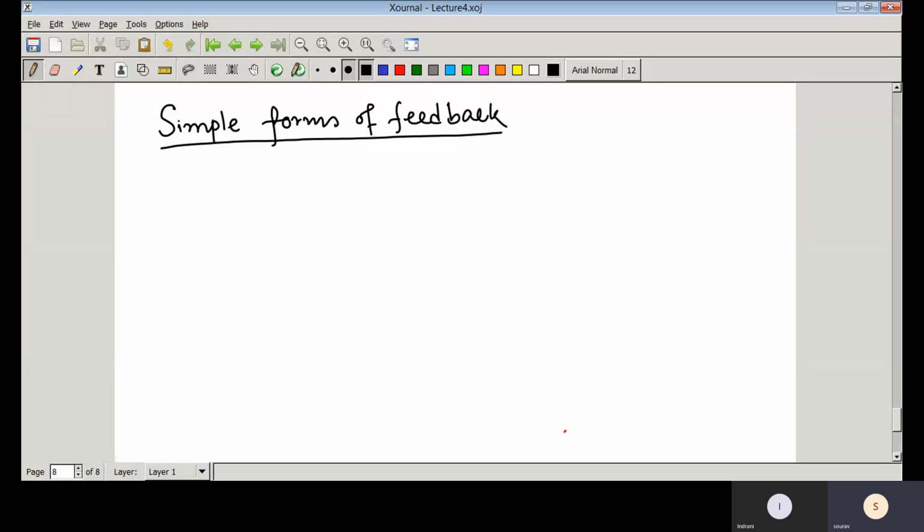So this is lecture 4. In the last 3 lectures we have discussed the different types of feedback, and we also discussed in detail the closed loop control system and the effect of feedback in it. So let us first draw the closed loop control system.